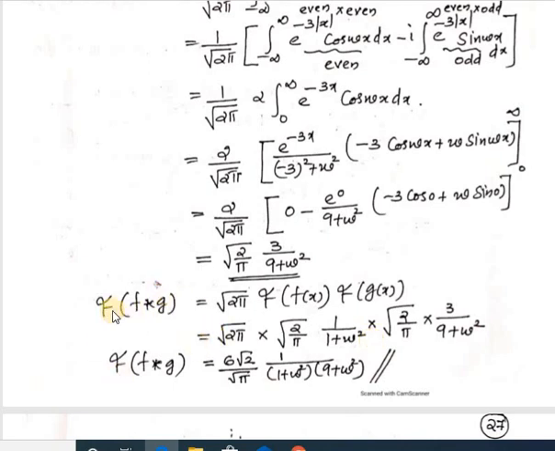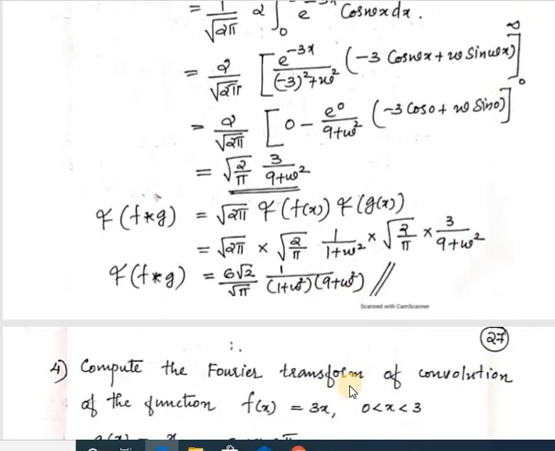So by the convolution theorem, the Fourier transform of f * g is root 2 pi into the Fourier transform of f(x) into the Fourier transform of g(x). Now we substitute the values of the Fourier transform of f(x) and of g(x), and by simplifying we get the answer 6 root 2 by root pi times 1 by ((1 plus omega square) into (9 plus omega square)).